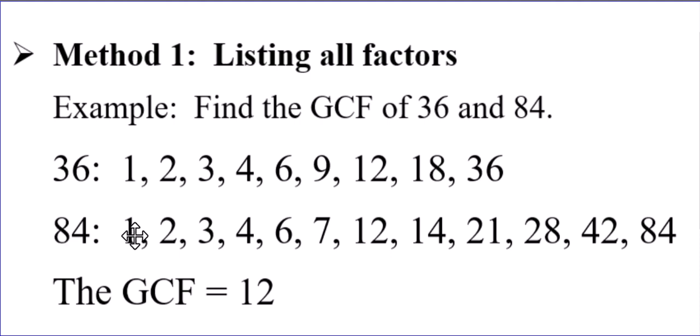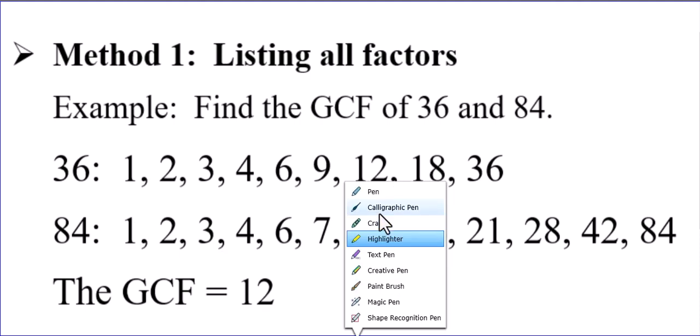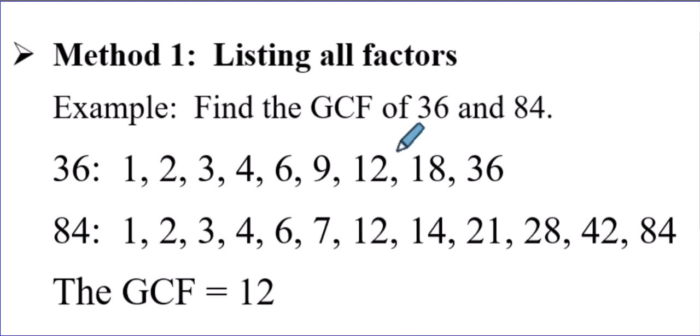And then I found the factors of 84. Now, yes, I purposely chose an example here that had lots and lots of factors. As you can see, and you can go ahead and circle these numbers here with your pencil, the greatest factor that they have in common was 12.